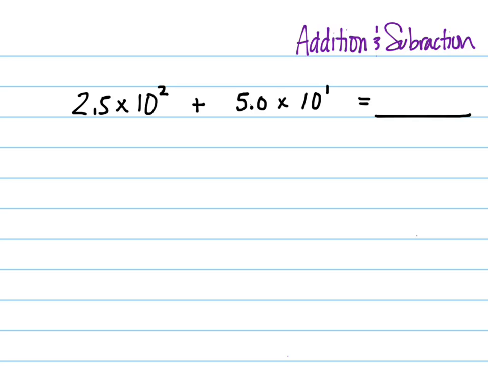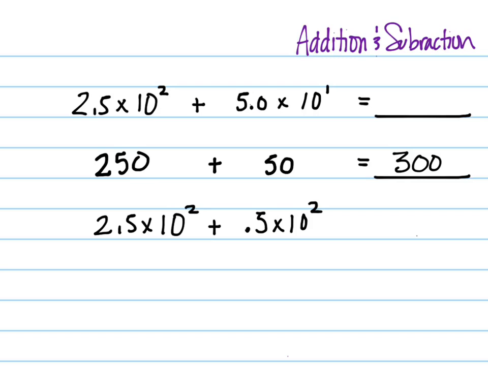If we're adding 2.5 times 10 to the second and 5.0 times 10 to the first, what we have to remember is that we're actually talking about 250 and 50. Now, of course, in this example, you could easily fluff those numbers out, take them out of scientific notation, and just add them, but with much larger or much smaller numbers, that's often not an option. We have to make the exponents match, which means moving the decimal in the scientific notation so that we have this, 2.5 times 10 to the second plus 0.5 times 10 to the second.